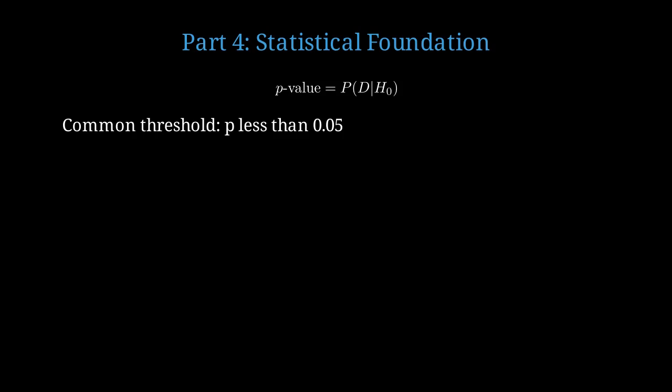Understanding the statistical foundation is crucial for hypothesis testing. The p-value represents the probability of observing your data, or more extreme data, if the null hypothesis is true. The conventional significance threshold is p less than 0.05, meaning less than 5% chance of false positive.